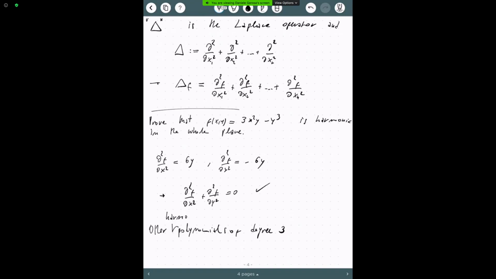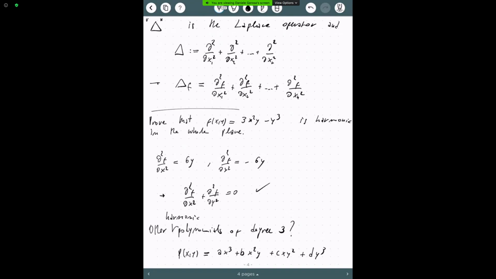And say harmonic polynomials of degree 3. Well, you can define, for instance, I picked a family of polynomials of degree 3, in 2 variables. So I picked this: ax cubed plus bx squared y plus cxy squared plus dy cubed. So I have a family of polynomials now.